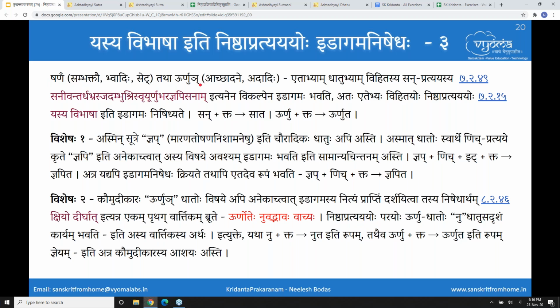You can work out the entire list later on and find out what if we are missing anything. But the only dhatus in this particular list are sana and urnu, and that's what we are saying. Sana plus sata, urnu plus urnuta. The point with urnu dhatu is that it is anekach. Ukara over there is not its samyaka. So there are two ach letters in this particular dhatu.